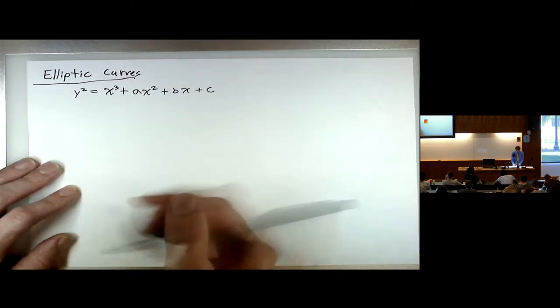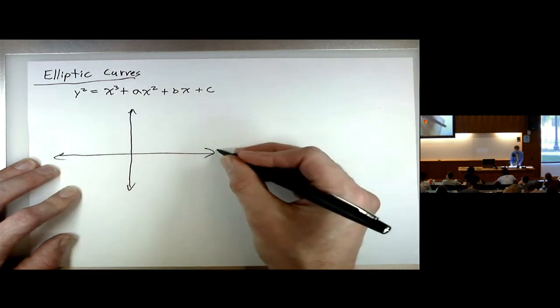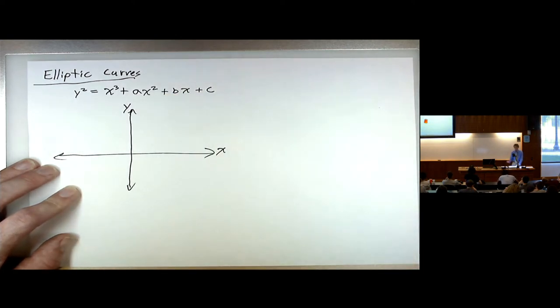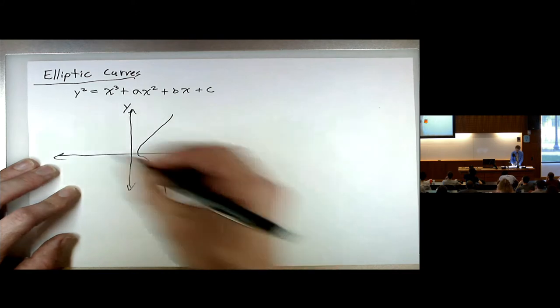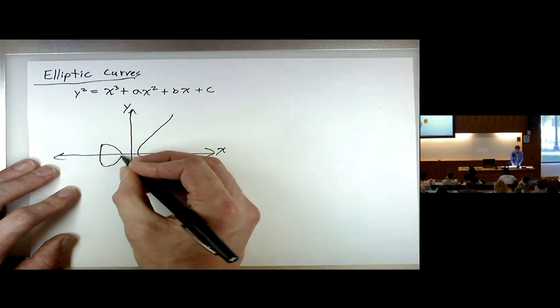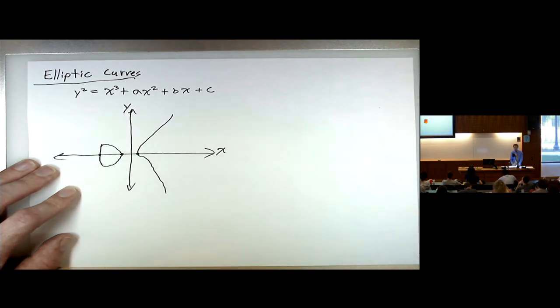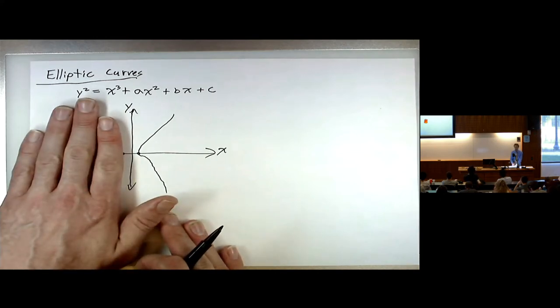So how do they look? Well, if you draw the curve in the real part of the plane, consider this, say, over the complex numbers or over a finite field or some other field. But if you're doing it over the real numbers, you might get something like this, with two pieces. Each of these points with the intersection of the x-axis corresponds to a root of that cubic polynomial, because that's where the y-coordinate is zero, so you've just got the cubic equal to zero. So if you have three real roots, you get something like this. But if you have only one real root, then you have only, say, that part.